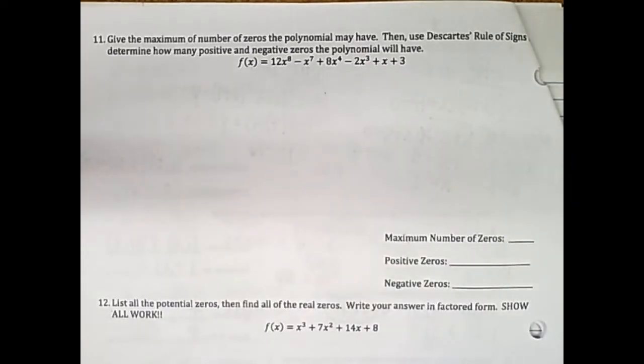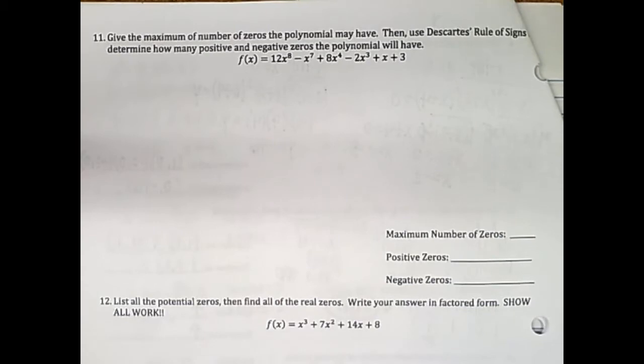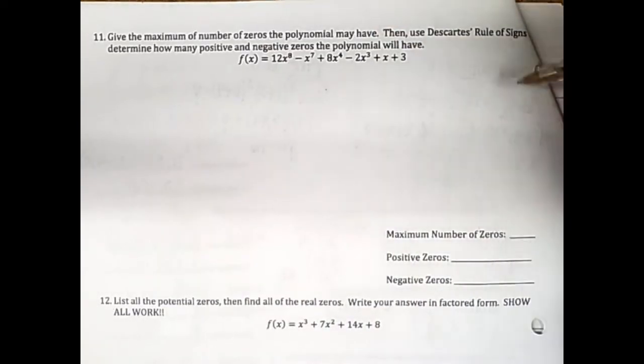Okay, so on to number 11. So 11 is part of our new section that we learned after the quiz. This wasn't on the quiz review, so this is like the new fresh stuff for us. Give the maximum number of zeros the polynomial may have, then use Descartes' rule of signs to determine how many positive and negative zeros the polynomial will have.